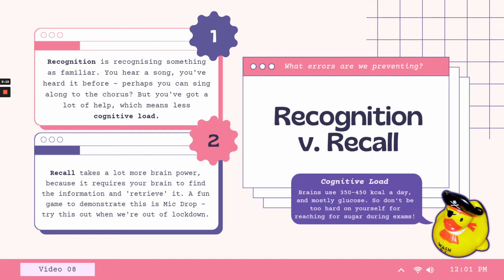Recognition is when you recognize something as familiar. Our brains have an amazing capacity for this. Just think of every song you've ever listened to and the fact that your brain can still recognize them when you hear the opening bars of Smells Like Teen Spirit by Nirvana. Recall takes a lot more brain power because it requires your brain to find the information and retrieve it. Think of going to your local bookstore and asking them if they have a book that you want in stock. The clerk can look it up on the system and see that, yep, they have that book. That's recognition. But going to actually find the book? That's recall.